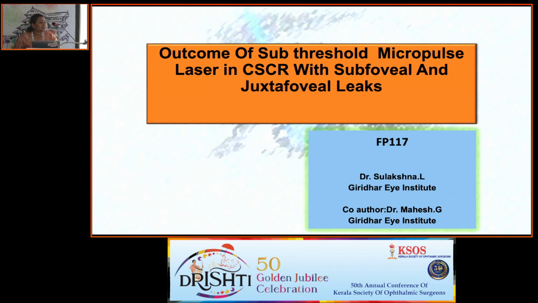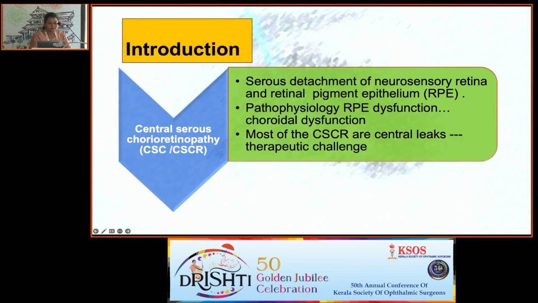As we all know, CSER is a pachychoroid spectrum of disease with unknown etiology. There is a serous detachment of the neurosensory retina from the retinal pigment epithelium. Earlier, it was thought that the pathophysiology is due to RPE dysfunction. Now it is stated that it is due to choroidal dysfunction. Most of the CSER are central leaks, so it is a therapeutic challenge.